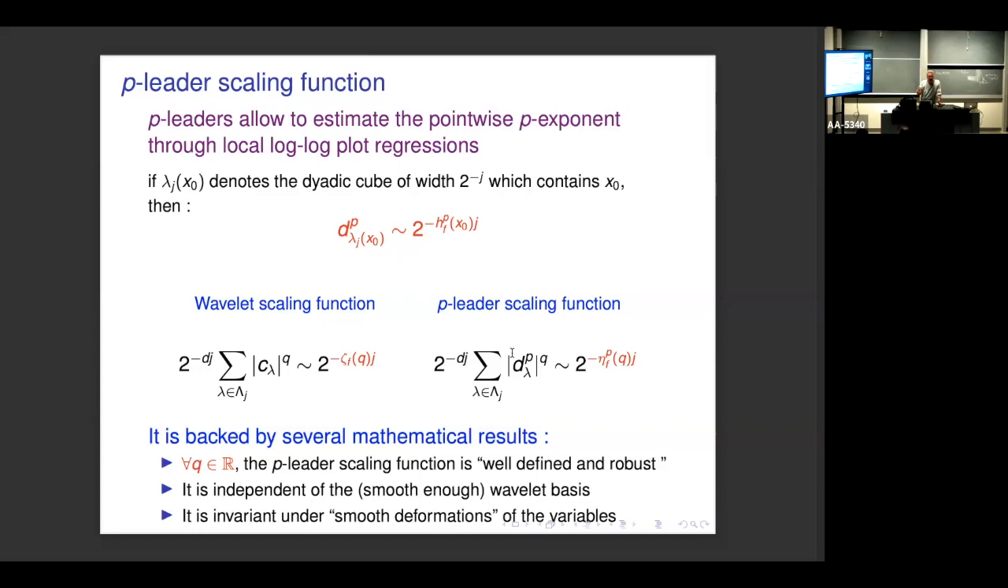Whereas if you use wavelet leaders or p-leaders, since you take suprema of wavelet coefficients or little l^p norms of wavelet coefficients, it cannot be close to zero, or if it's close to zero, it really means something. It cannot be close to zero by accident in some way. And you can show that the p-leader scaling function is well defined in some way for negative values of q.